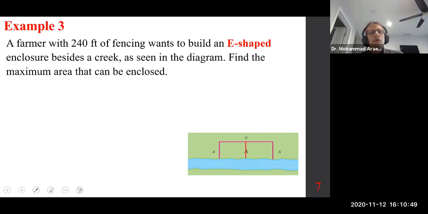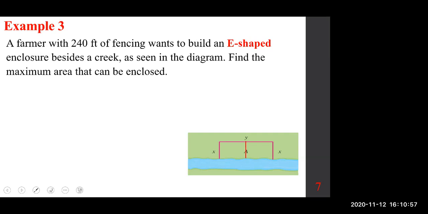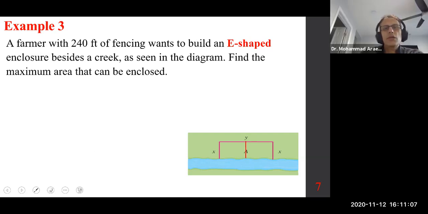Again, a similar question. Could somebody read this question for us, please? A farmer with 240 feet of fencing wants to build an E-shaped enclosure besides a creek, as seen in the diagram. Find the maximum area that can be enclosed. Fantastic. Thank you so much, Ethan.